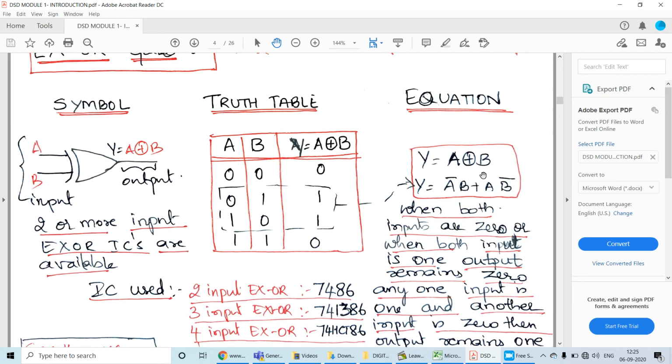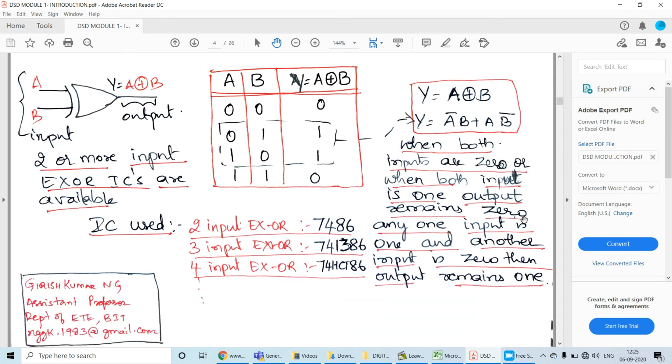That A bar B plus A B bar we will denote as A XOR B with this particular XOR symbol. So this A XOR B, what you see, is nothing but A bar B plus A B bar. Now, what is the IC used for 2-input XOR gate that we have in the lab? 7486 is the IC which is used for XOR gate. We also have 3-input and 4-input ones like 741386, 74HCT86 and so on. Normally we use 2-input only. 7486 is the 2-input XOR gate.